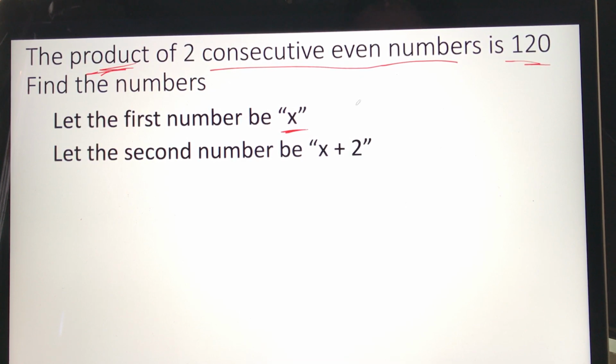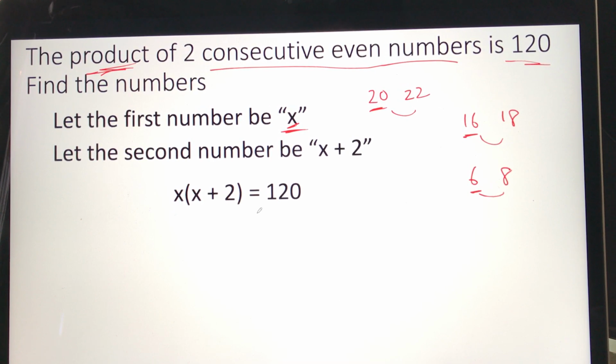So consecutive even numbers mean it could be, an even number is 20 and the next even number is 22. Or an even number is 16 and the next even number is 18. Or an even number is 6 and the next even number is 8. So if I let my first number be x, then I know my next number, I have to jump by 2, x plus 2.